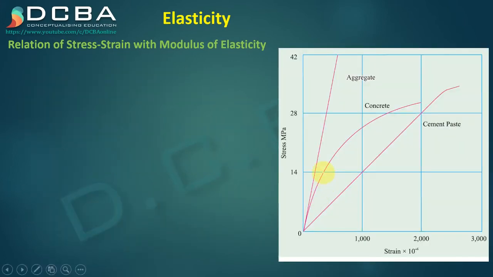Now it is very interesting to see that concrete comprises aggregates, it comprises cement paste, and if it is RCC, it will also comprise steel. For aggregates, the initial part is linear. Even for cement paste, the initial part is linear, but then for concrete, when these two mix, the stress strain curve becomes curved at the start, right? So why is it so? For aggregate it is linear, and for cement paste it is linear. Even for steel it would be linear in the beginning.